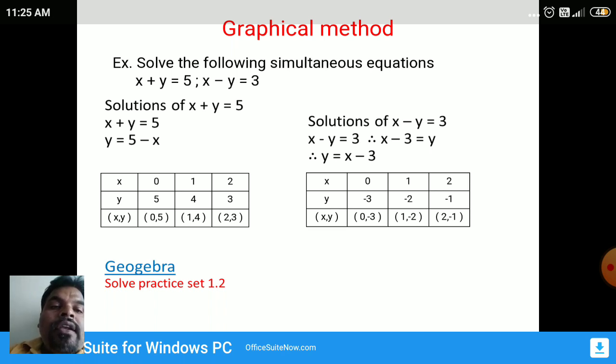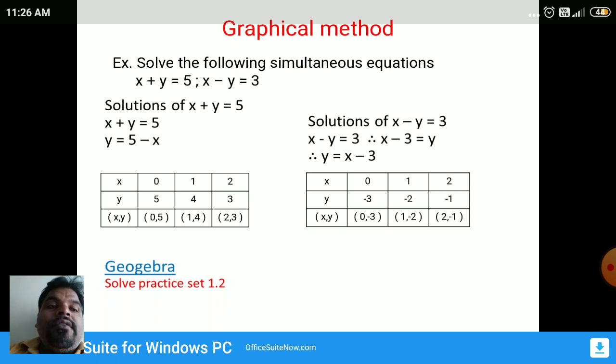Then we get the value of y is minus 3. Then you take x is 1, you get the value of y is minus 2. Then you take x is equal to 2, then we get the value of y is minus 1. Now plot the graph of these two equations.